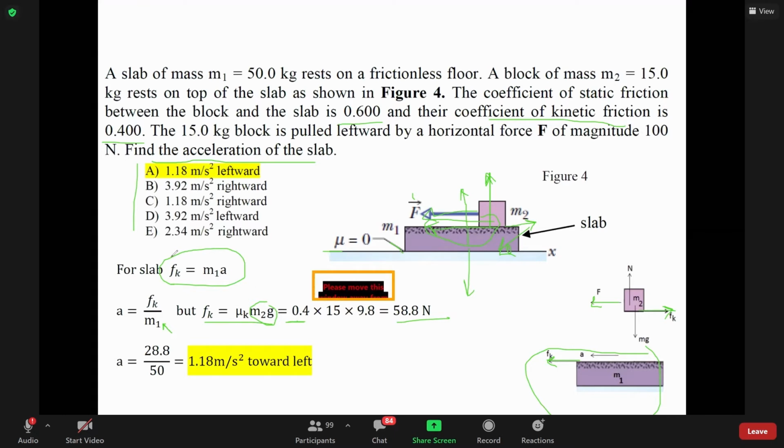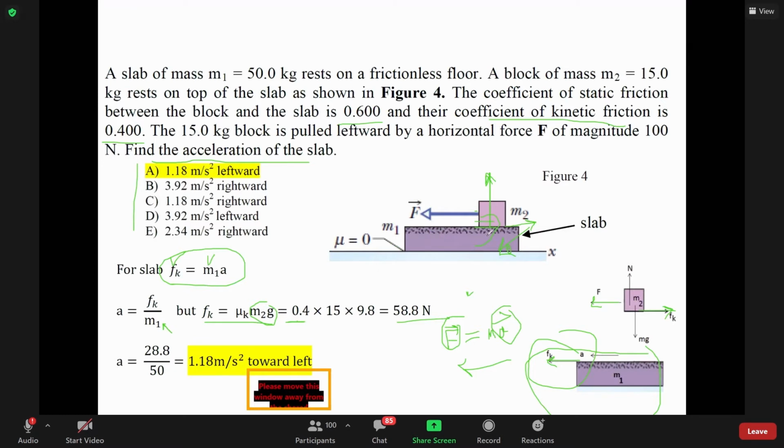If I have Fk of 58.8 and I have the mass 50, I can find the acceleration. We also need to predict whether the acceleration is going to be to the left or to the right. If the only force affecting the slab is to the left, where should the acceleration be? To the left. Why? Because Newton's law is very simple: F equals ma. So the force takes the same direction as the acceleration, and I have only one force, so I have only negative, or leftward, acceleration. I see hands raised, and the question is not easy.